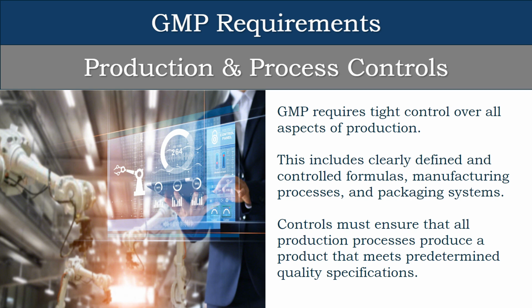Production and process controls. GMP requires tight control over all aspects of production. This includes clearly defined and controlled formulas, manufacturing processes, and packaging systems. Controls must ensure that all production processes produce a product that meets predetermined quality specifications.